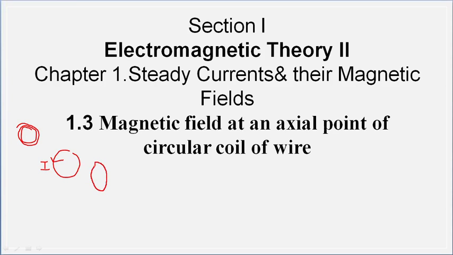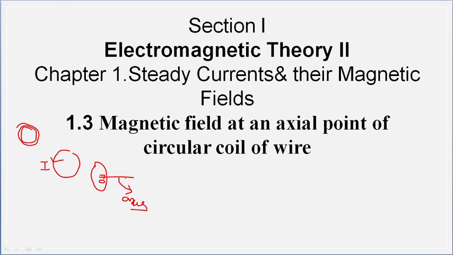Now this is a coil. If you draw the line perpendicular to the plane of the loop, passing through the center, that line is called the axis. This is the axis. Now we are going to find the magnetic field at any point on the axis.